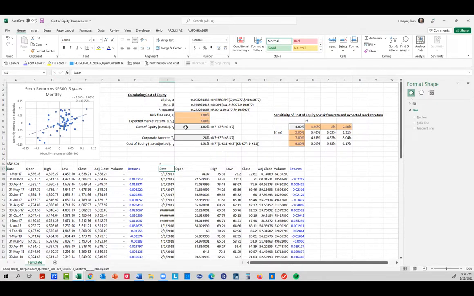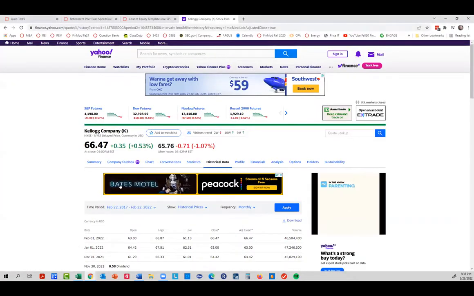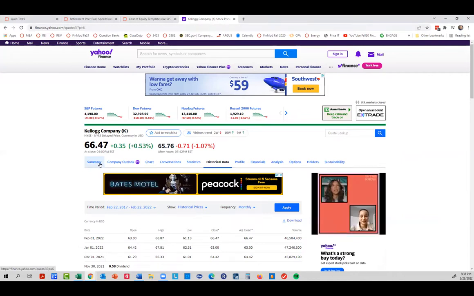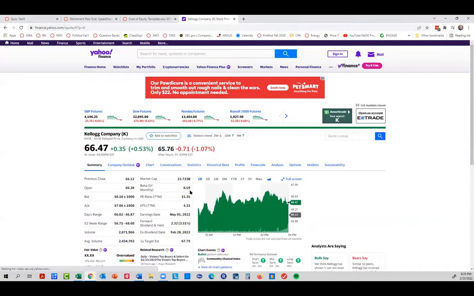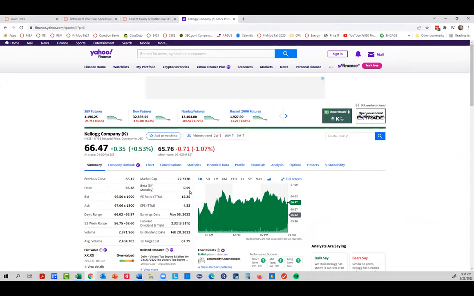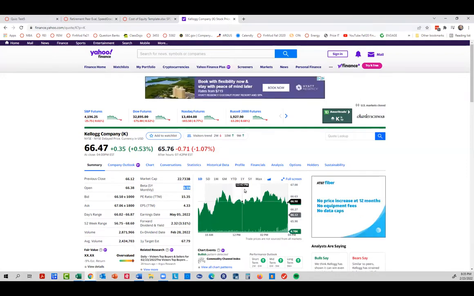Does a cost of equity of 4.8 sound reasonable for Kellogg and a beta of about 0.56? Sounds reasonable. I'm going to go back to summary on Yahoo Finance, and I see a 0.59 there, 0.56, 0.59. It's pretty close. So probably got that one right. I checked Home Depot today, and they didn't report a beta. I'm not sure why. Maybe that team can tell me. But yeah, Yahoo Finance is probably as good as anything else.